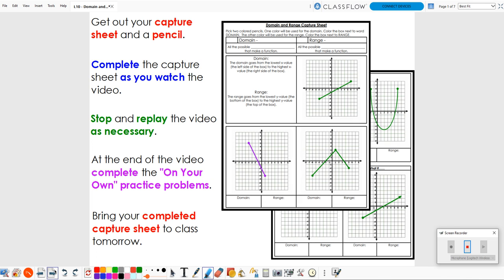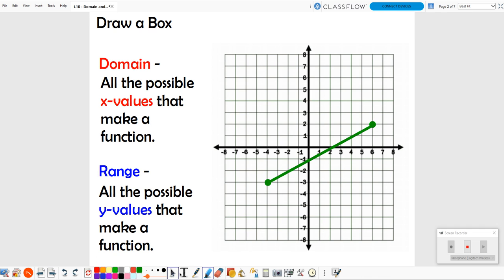So we're going to be talking about the domain and range of functions. Now, when we're talking about the domain of a function, we're talking about all the possible x values that could be part of that function. So our x values, we're going to be looking at the values across our x-axis. For our range, we're going to be looking at all the possible y values we have. So we're going to be looking at the values that go up and down the y-axis.